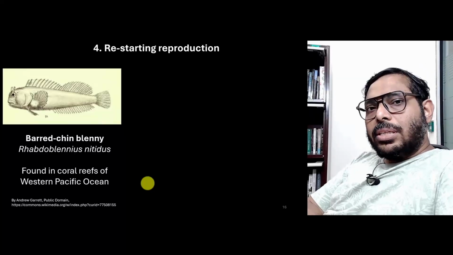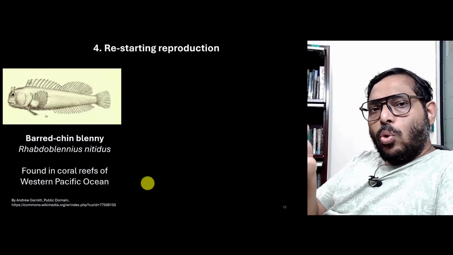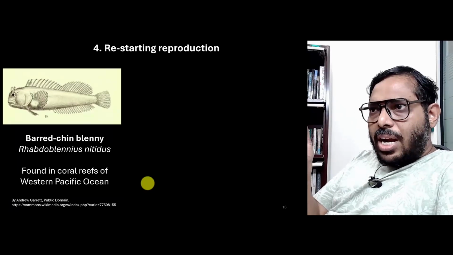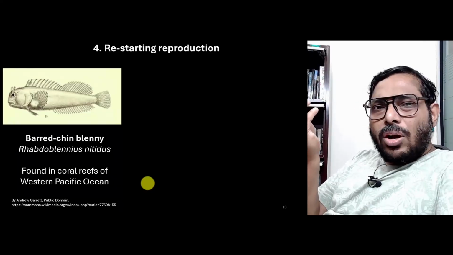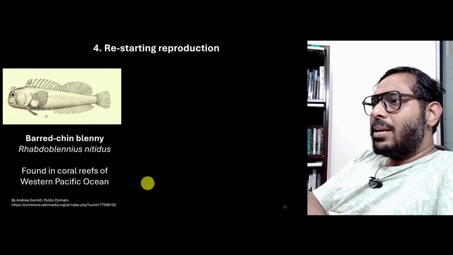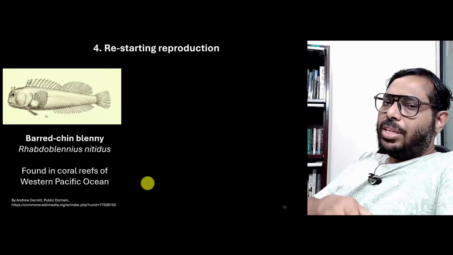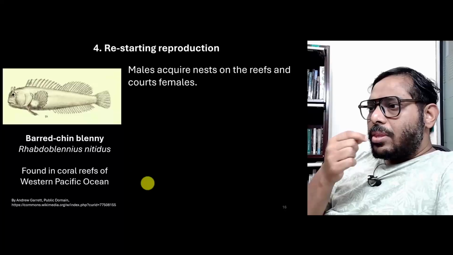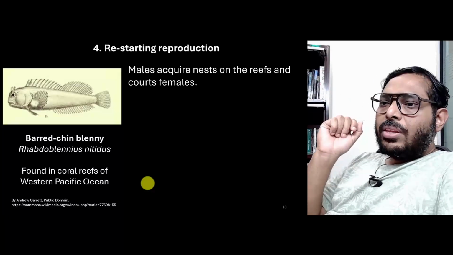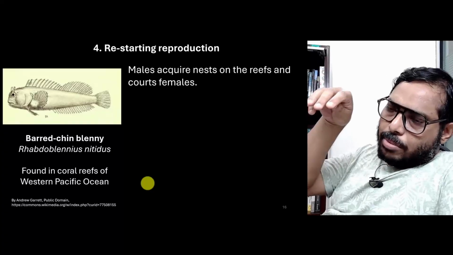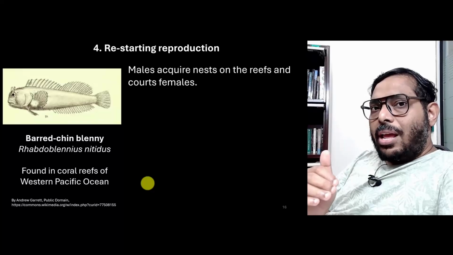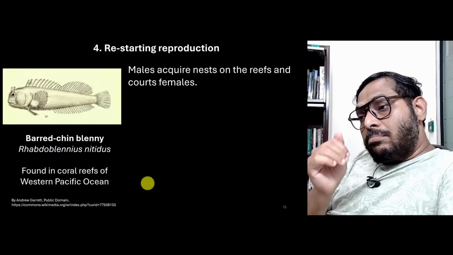So, typically what happens is that the male, this is a fish living in the coral reefs, goes and gets hold of some nesting site, typically some hole in the coral or some other site, and then the male stands guard there and starts courting the females. The females come, they mate with the male, they deposit their eggs and then they leave, and the males stand guard there and take care of the babies.